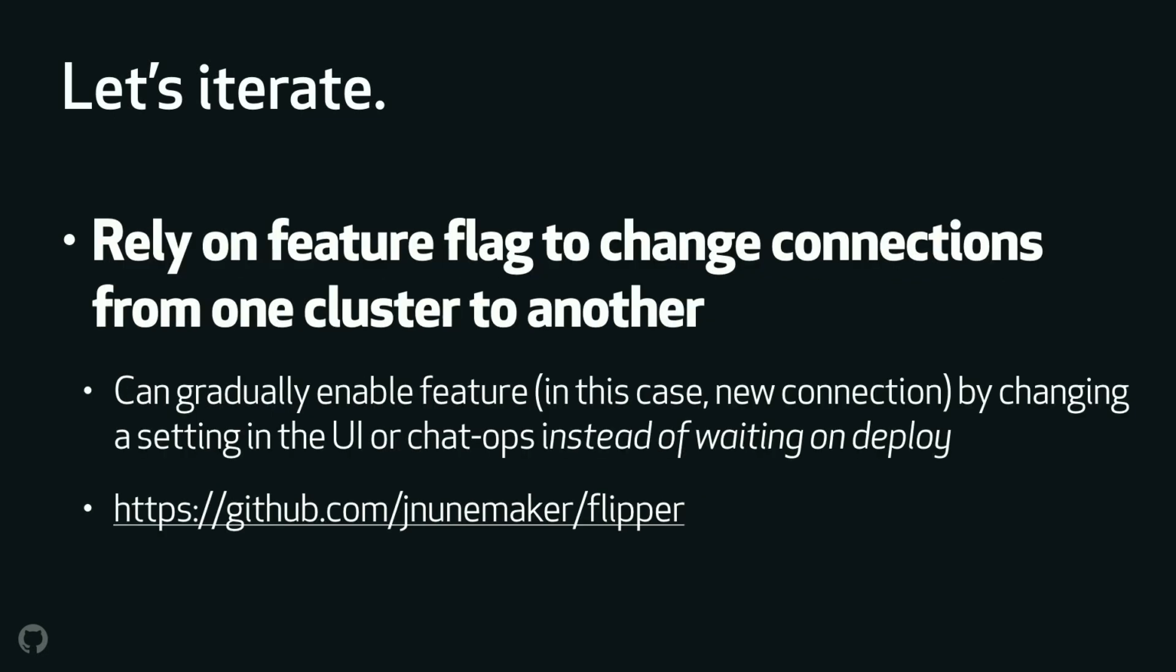And then I think the biggest improvement was that we decided to rely on a feature flag to change connections from one cluster to another, as opposed to just depending on that environment variable change. So this allows us to gradually enable that feature, in this case, the new connection, and then we could change that in the UI or via chat ops, as opposed to waiting on a deploy. This is an open source tool. It was developed by one of the engineers at GitHub, and we actually use Flipper for pretty much every change at GitHub. So it's a really safe tool.